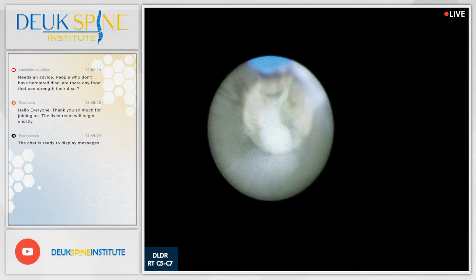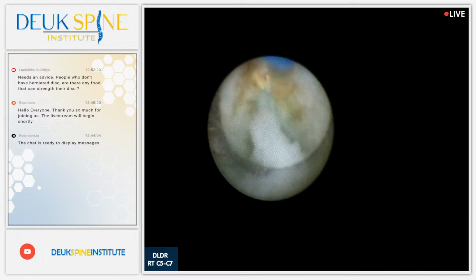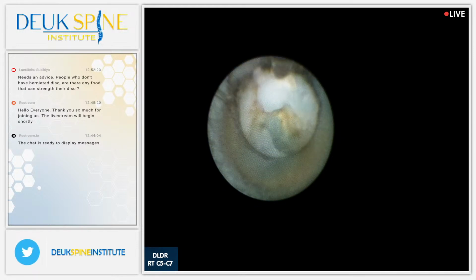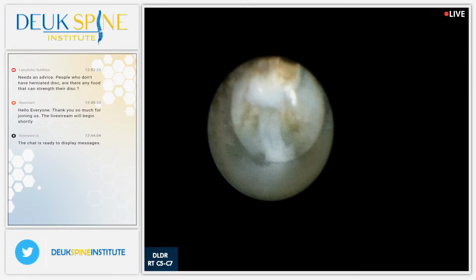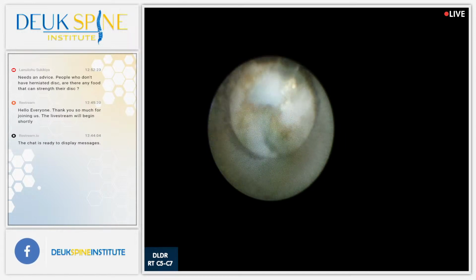Any other questions? At this moment, no current questions. All right. Big herniation here. Left foramen, C6-7. Lots of pieces, a lot of scar tissue. Clearly been here for a while. Look at them all coming out.